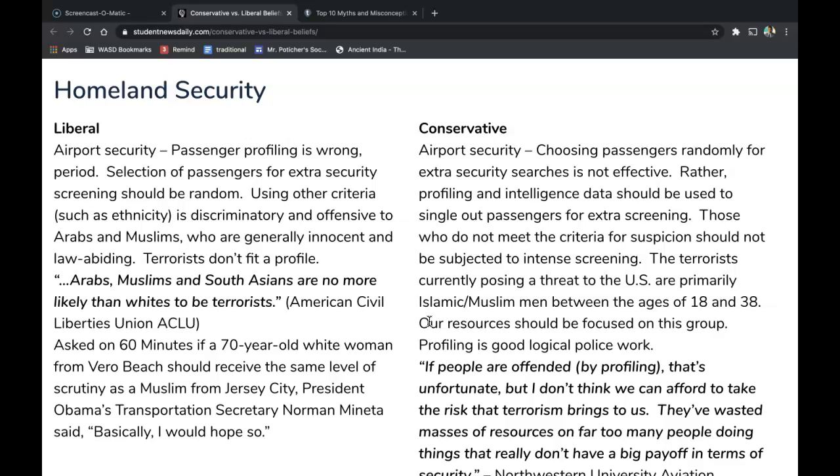Conservatives and Republicans, on the other hand, would say in regards to airport security that choosing passengers randomly for extra security searches is not effective. Rather, profiling and intelligence data should be used to single out passengers for extra screening. Those who do not meet the criteria for suspicion should not be subjected to intense screening. The terrorists currently posing a threat to the U.S. are primarily Islamic Muslim men between the ages of 18 and 38. Our resources should be focused on this group, and profiling is good logical police work.